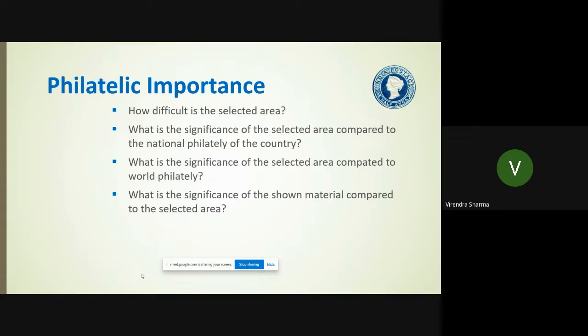And what is the significance of that area compared to world philately, if we have to compare with that? And it's not only about selecting the topic. At the same time, the significance of the shown material. So let's say, suppose I have taken British India, or maybe a Commonwealth, or maybe United Kingdom. That doesn't mean that I will get good marks here. The materials which I am showing, whether they are also appropriate or not, right?